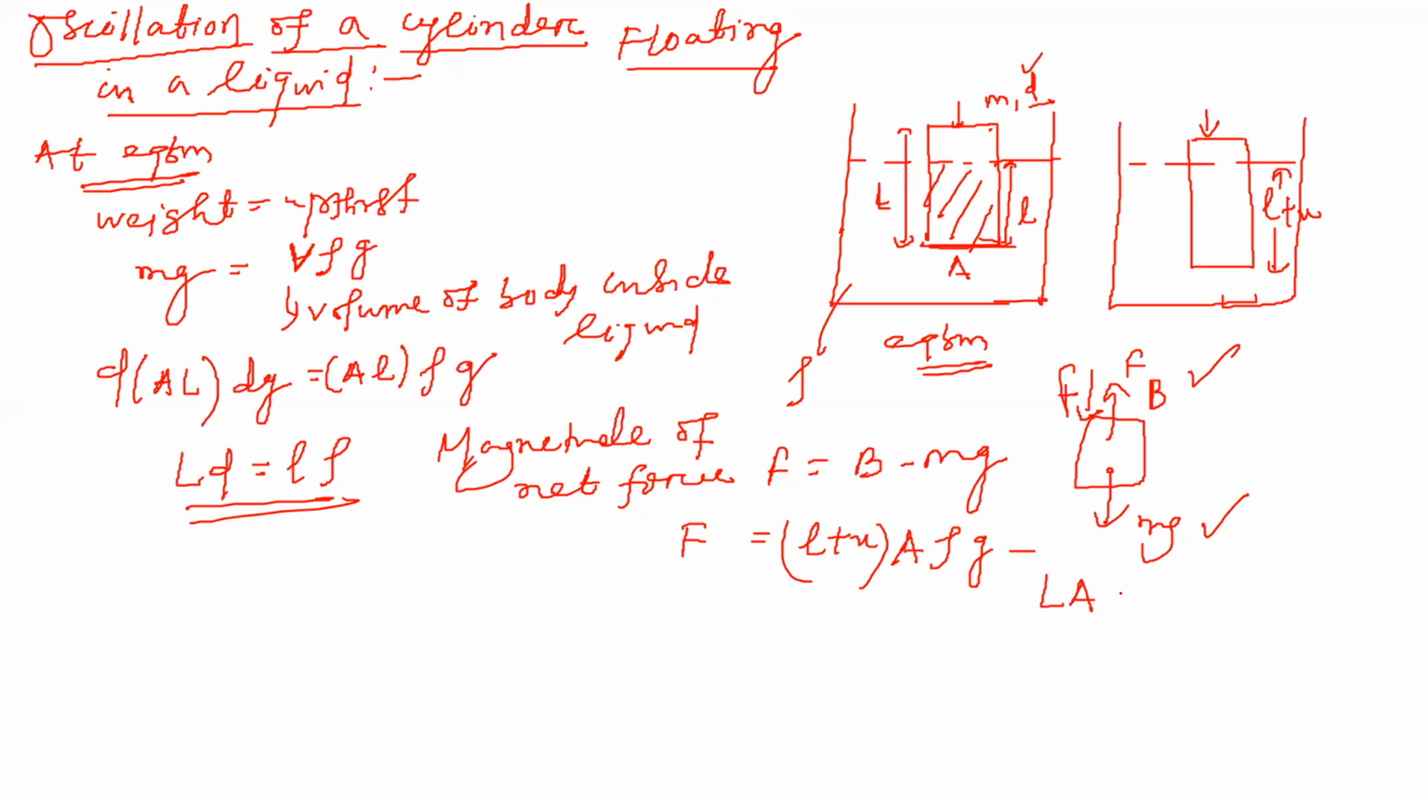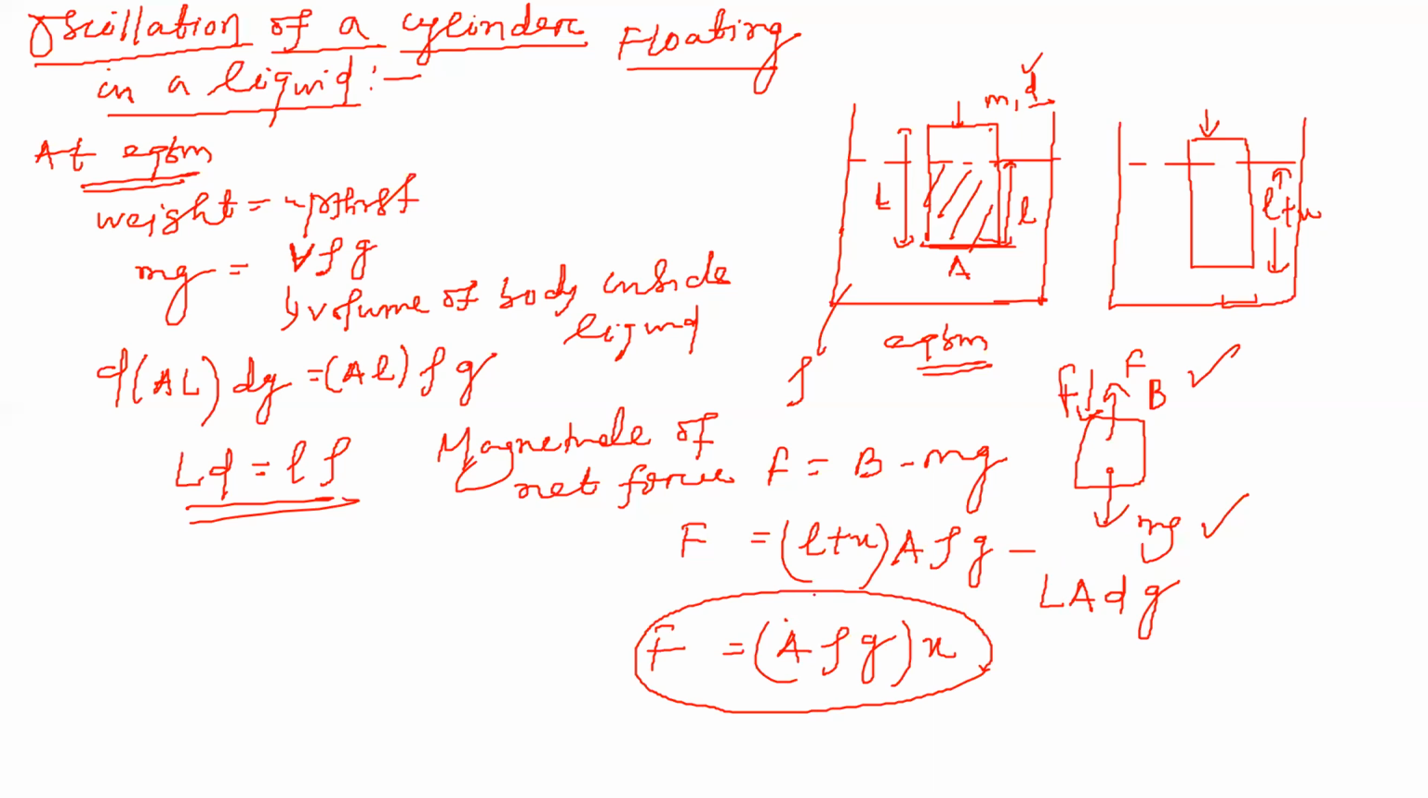Length into total area A into D into G. ठीक है, अगर दोनों को open करके solve कर देंगे तो क्या हो जाएगा, A rho G whole into X. Correct? That is what? That is the force. And you see area is constant, rho is constant, G is constant. So here also you are seeing now F proportional to X. So this is the case of SHM also. You can take this one as the case of SHM.